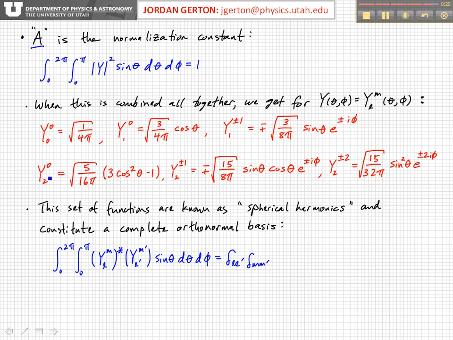I'm not going to go through that again. But when you do that, you find the normalization constant, and so now we can write the full form of these Y_LMs, the angular part of the wave function Y_LM, and I've written the first few here.